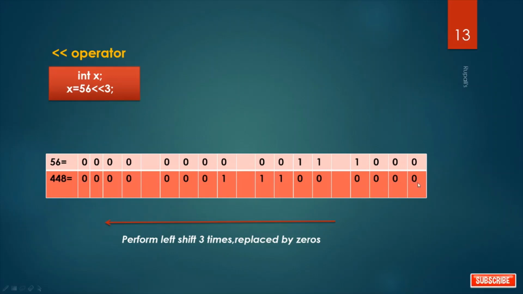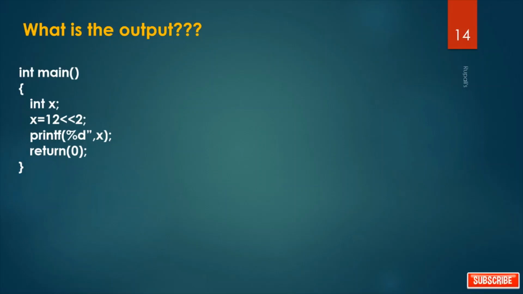So can you tell me what is the output of this program? Int x equals 12 left shift 2, then you have to print the value of x. Now pause this video, try to solve it on your own, then see the solution.